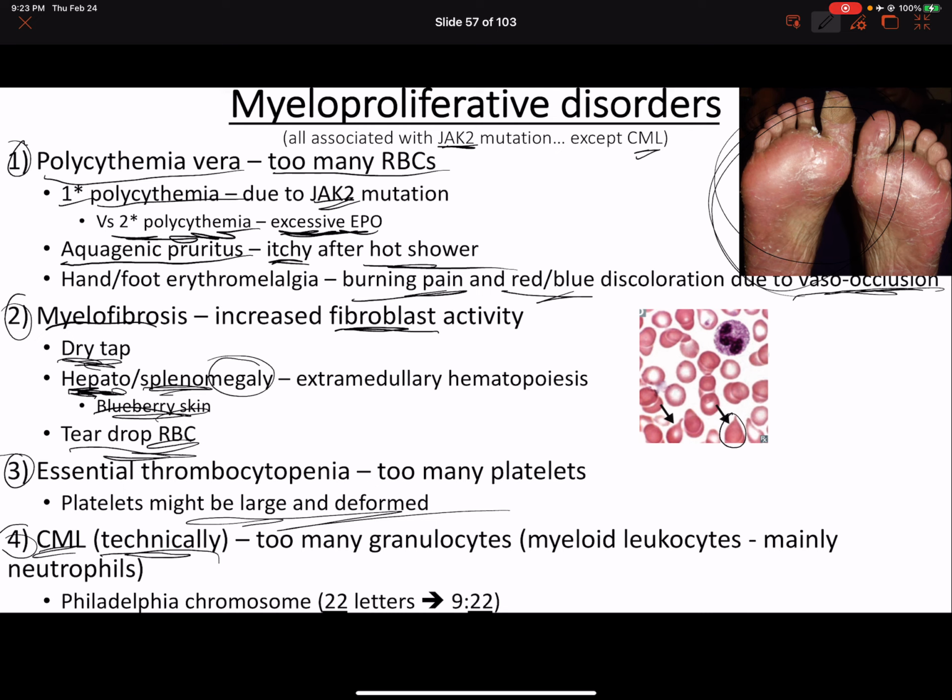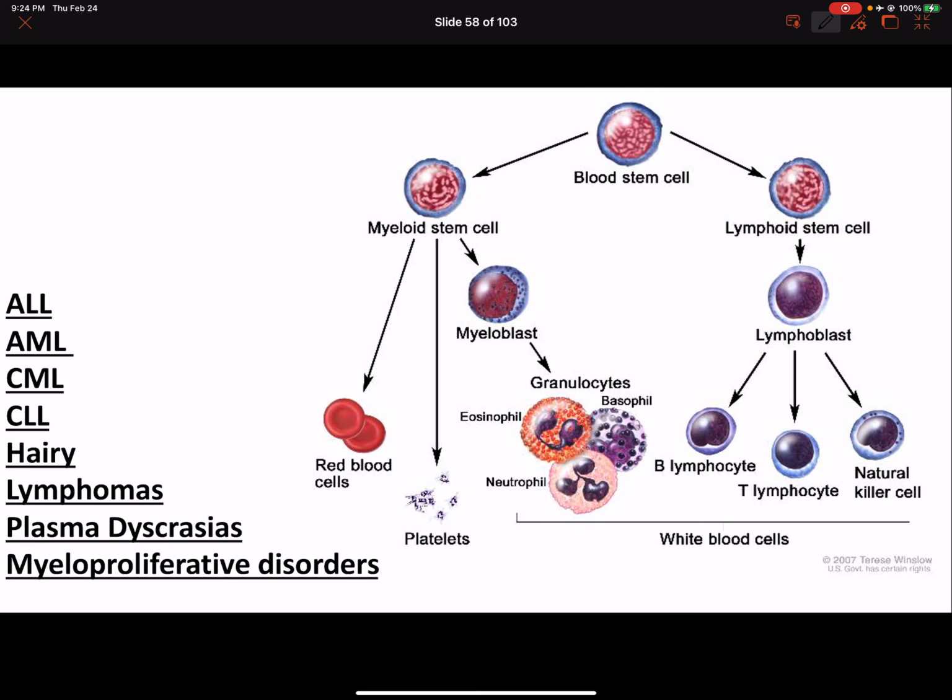CML, we again said, is a leukemia. Too many granulocytes. Now, CML, C for chronic, means mature. M means myeloid, so the myeloid leukocytes. And again, this is basophils, eosinophils, but mostly neutrophils. These are by far the most common. This is associated with the Philadelphia chromosome. And you can remember that Philadelphia chromosome together is 22 letters. And I remember that as the second chromosome for this translocation.